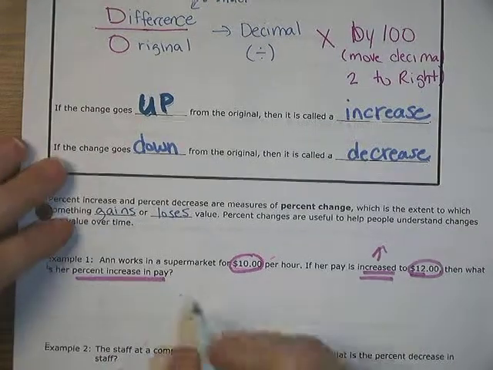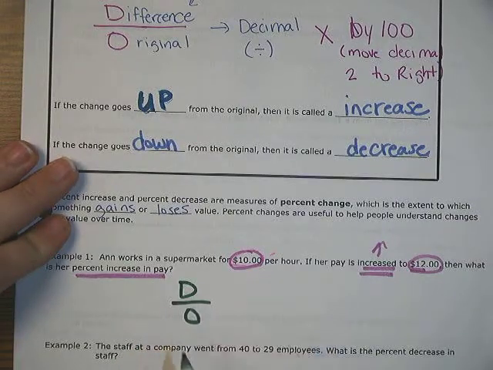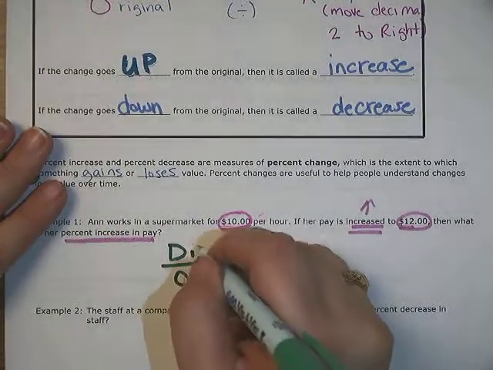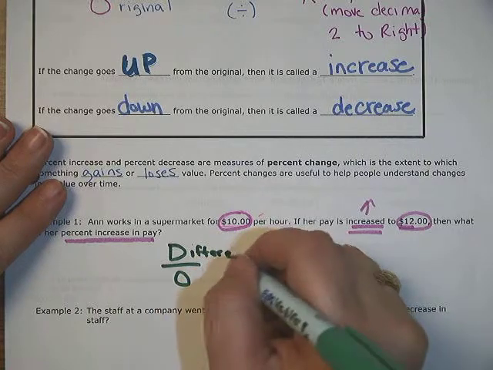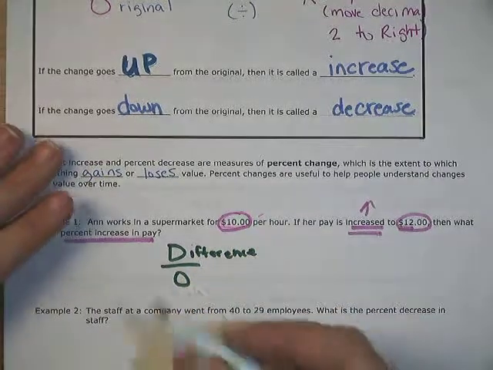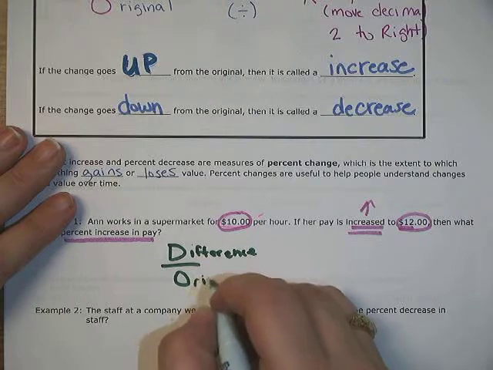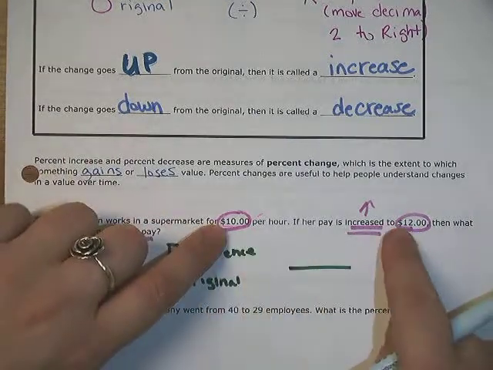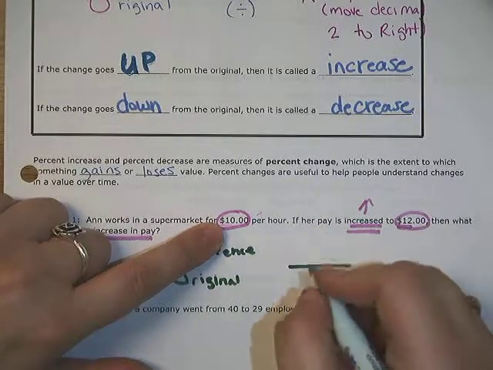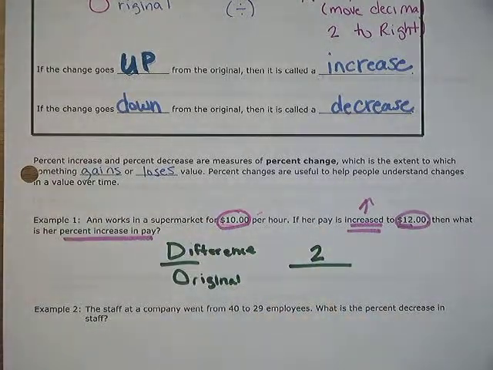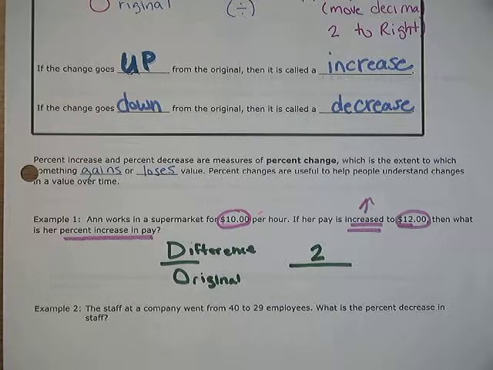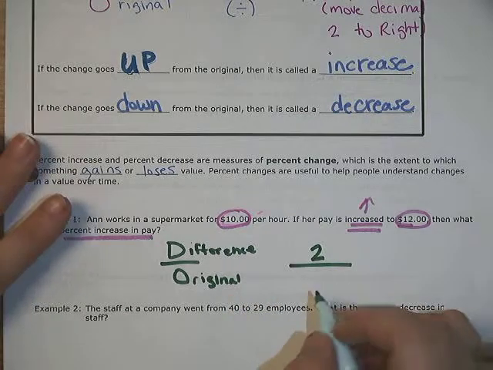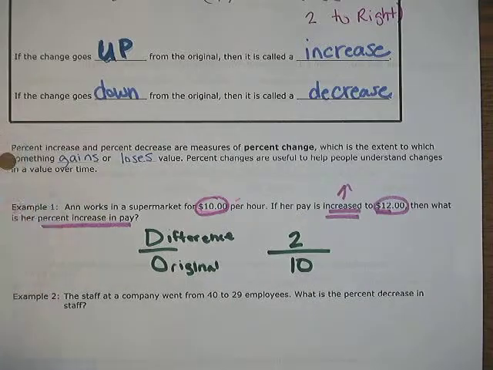Well, the first thing I need to do is look at my formula. And we just wrote our formula is do. D-O. Just do. The D is really difference. And once you memorize this, you don't have to write this out every time, but I do at least want you to write do so you remember. So our difference, we have a 10 and we have a 12. So the difference is 2. And we put the difference over our original. Our original pay was $10, so $10.